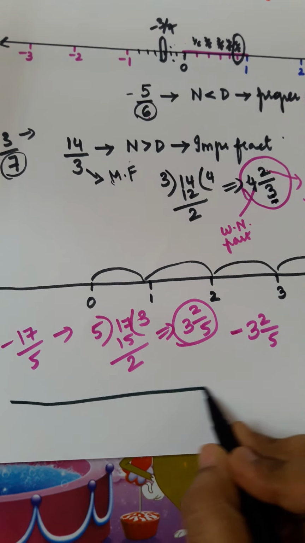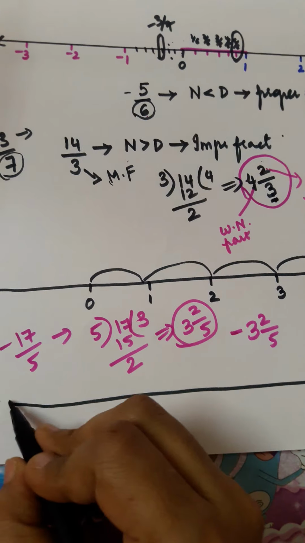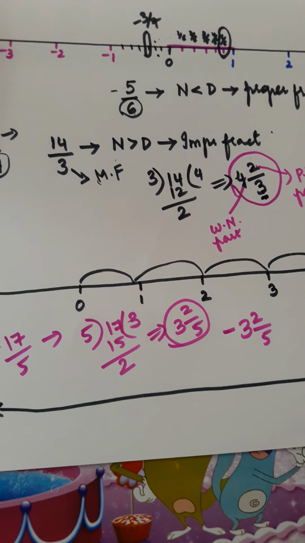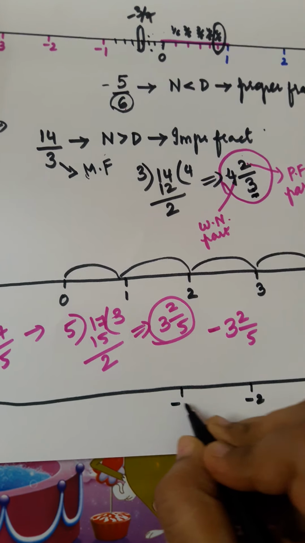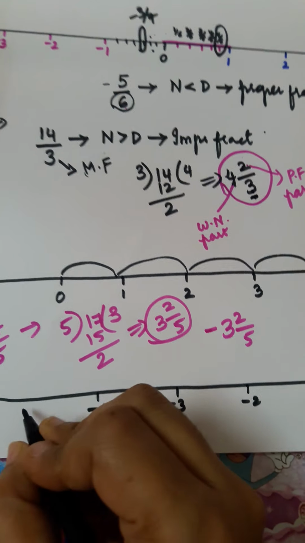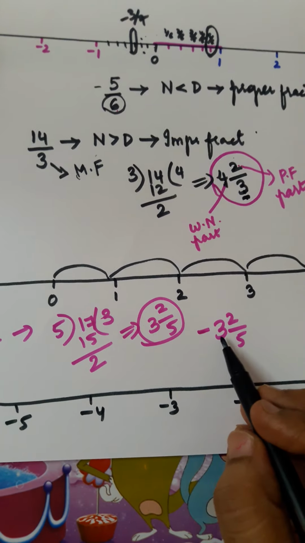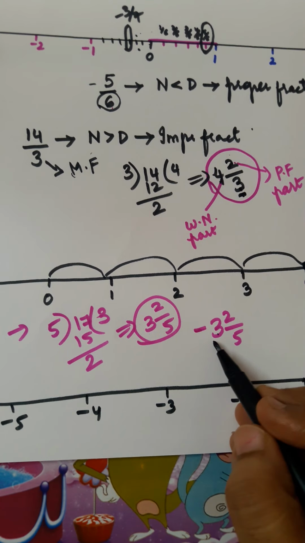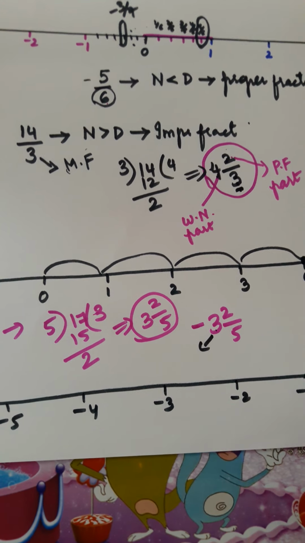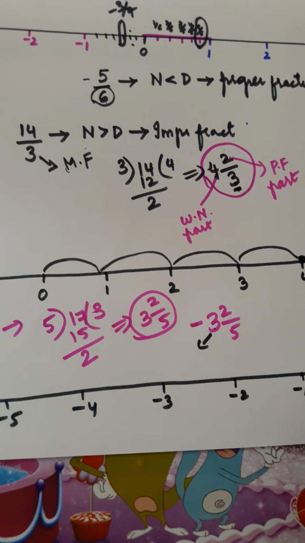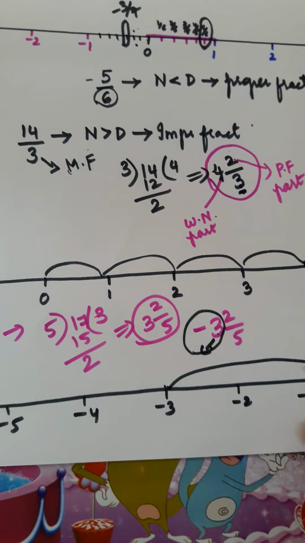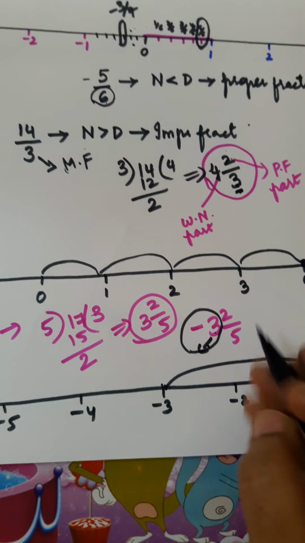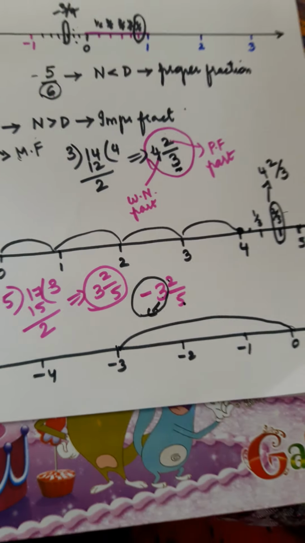let me draw one more number line over here. Now we have to show negatives, so let me write 0 over here, and here minus 1, here minus 2, here minus 3, here minus 4, here minus 5. Now minus 3 2 by 5. First of all, this is the whole number part. Whole number part means from 0 to minus 3, it is a complete whole number. From 0 to minus 3, finished. Now you have to consider 2 by 5.